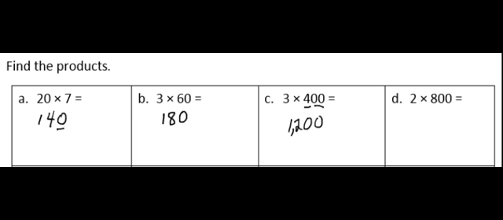And 2 times 8 hundreds is 16 hundreds, which we would also call 1,600. So we can use those place value patterns to help us multiply these larger numbers.